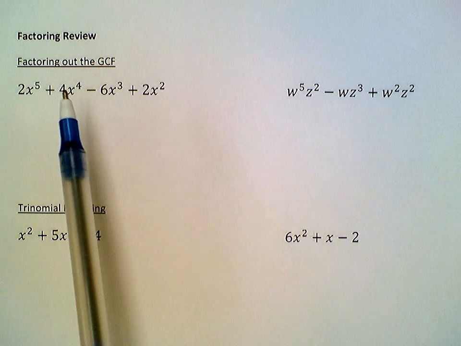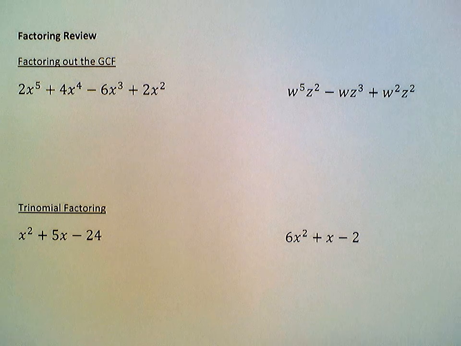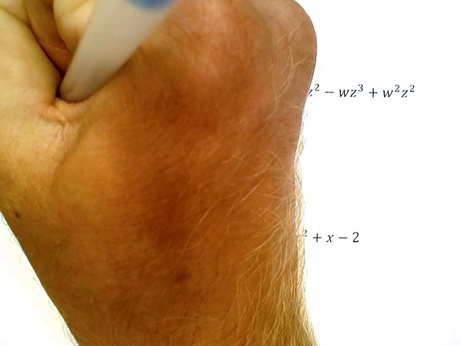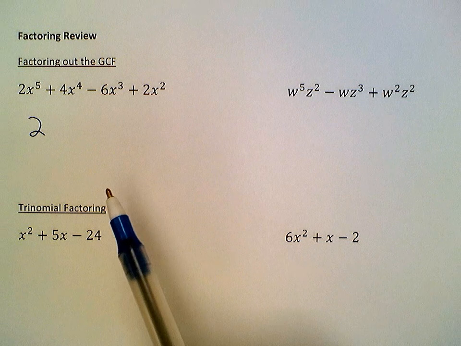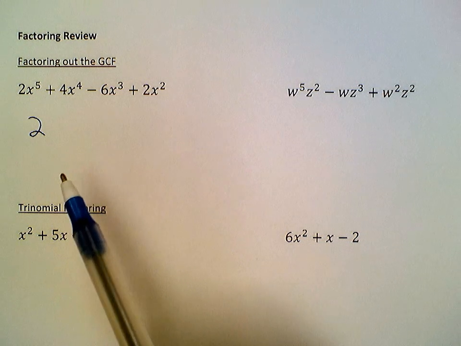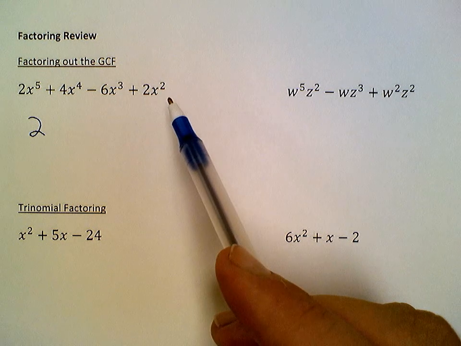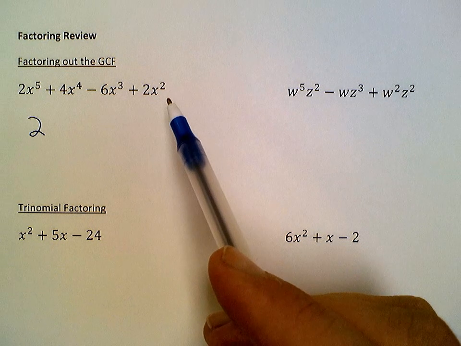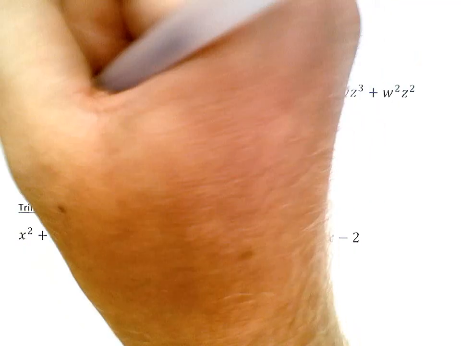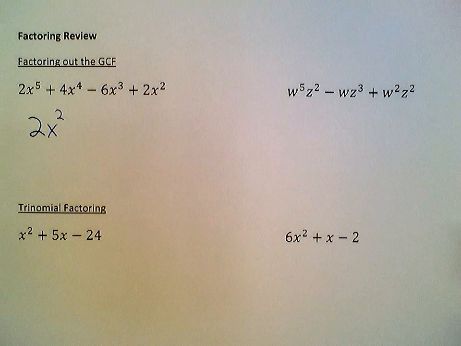So first, let's just look at the coefficients. 2, 4, 6, 2. Obviously, 2 goes into all of those. So I'm going to be able to undistribute or take a 2 out of all of them. Next, let's look at the exponents on the variables. I got an x to the fifth, x to the fourth, x to the third, x to the second. So all four terms have at least an x to the second in them, so I'm able to take out an x to the second. Whatever the smallest degree term is, you'll be able to take that out.